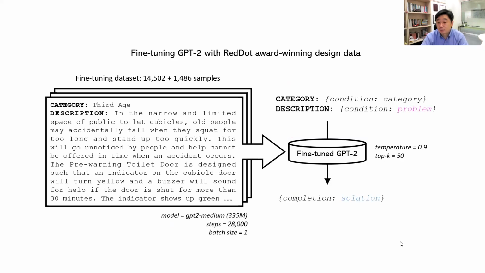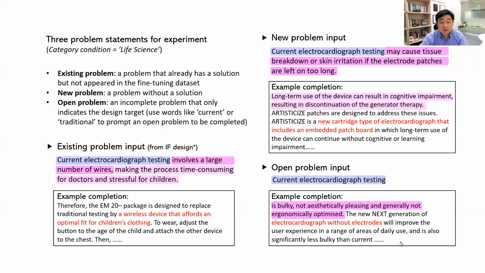Then we provide a new problem as a condition for the fine-tuned GPT model to generate new solutions. In this case, we experimented with 3 types of problems. One is an existing problem with an existing solution from an iF design website, which is a competing award design competition website, competing with the Red Dot Award.